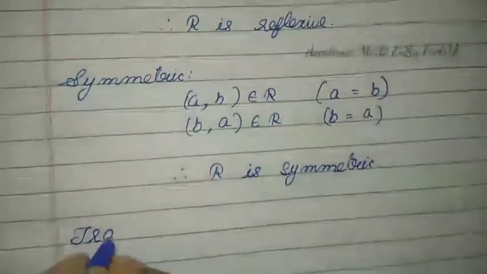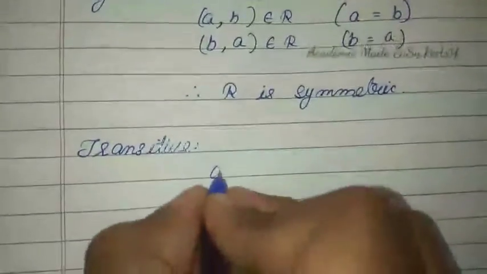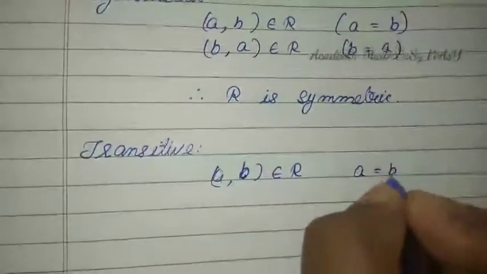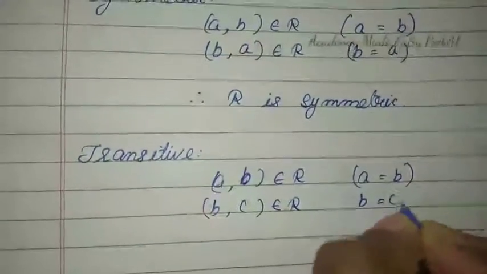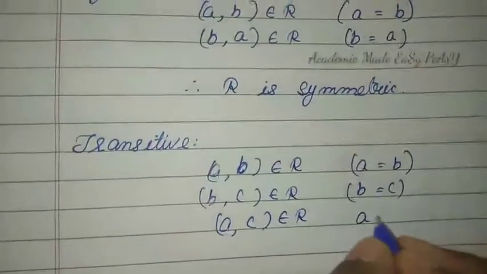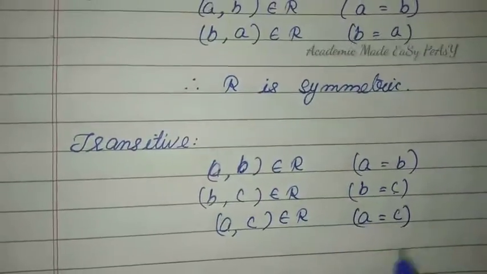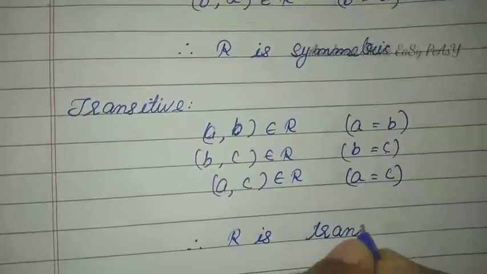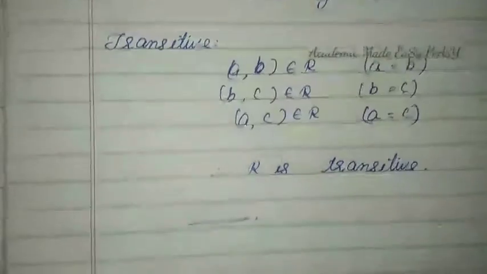Next is transitive. Now I will say that A comma B belongs to R because A is equal to B. B comma C belongs to R because B equal to C. A comma C also belongs to R because A is equal to B, B equal to C. So then everything is equal, so A equal to C. Therefore R is transitive. Hence, it is proved that it is an equivalence relation, you will write here.